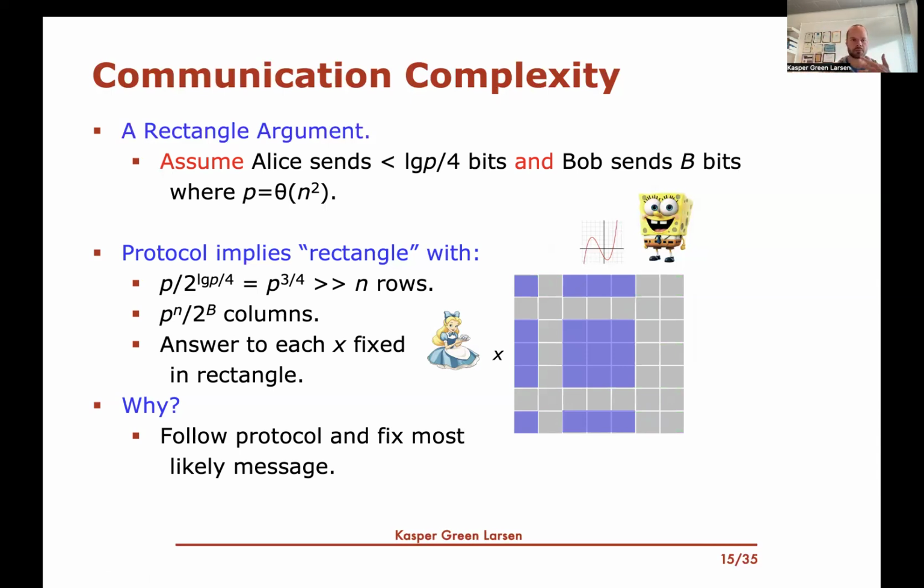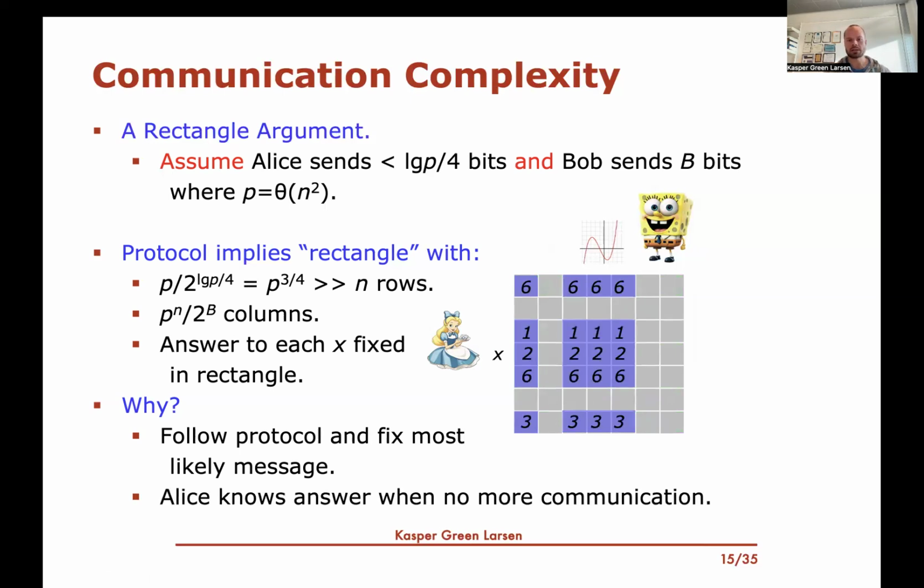Let's say that now we've done this, we repeatedly zoom in on the most likely message until there's no more communication in the communication protocol. Then we know, because once the protocol is done, Alice knows the answer to her query without any more communication. Well, this means that it must be the case that inside this rectangle, the answer to every query is fixed, right? If she looks at her query, she must know what the answer is.